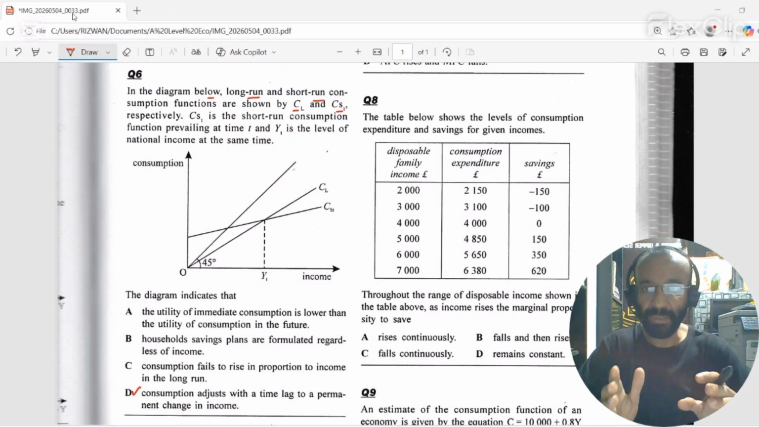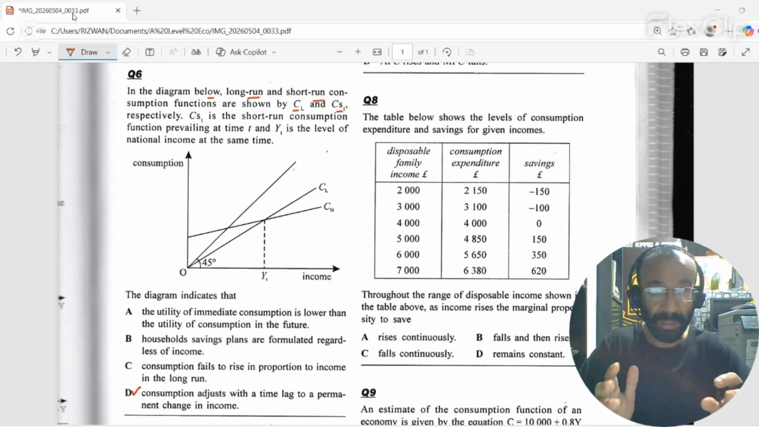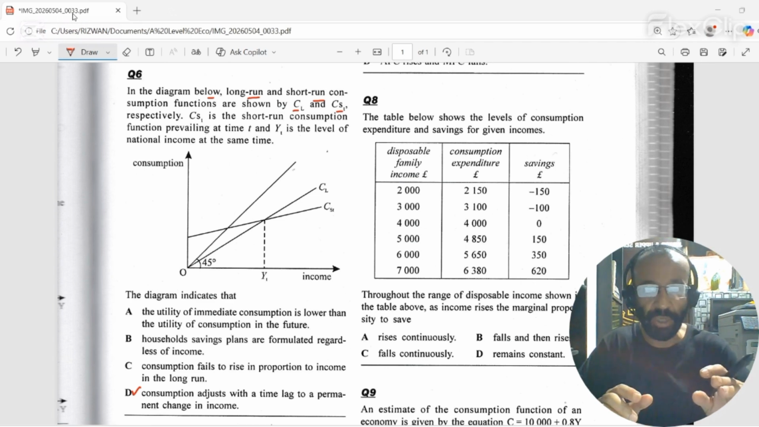The diagram illustrates the reconciliation between the short run and long run consumption behavior, often associated with Milton Friedman's permanent income hypothesis. The mechanism is: when national income increases permanently, consumers do not immediately jump to their long run consumption level along the CL. Instead, due to habit, uncertainty, or time lags, they initially move along their current short run consumption function, that is CS.